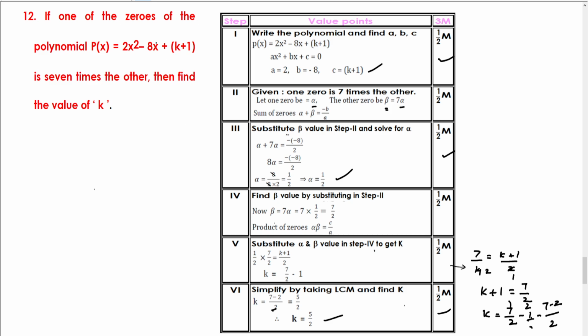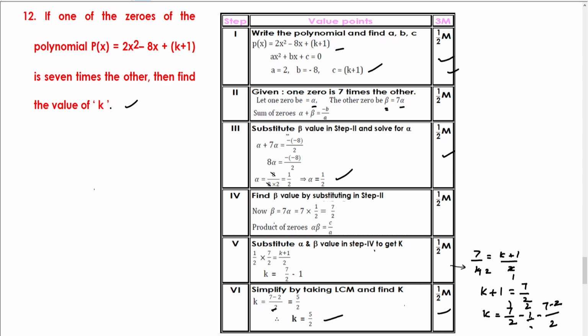Next question is, if one of the zeros of the polynomial 2x square minus 8x plus k plus 1 is 7 times the other, then find the value of k. With good practice, you can easily score. First of all, you write the polynomial in the first step as it is. Compare it with the standard form. You find a, b and c. Here a is 2, b is minus 8 and c is equal to k plus 1. For this work, you will get half mark.